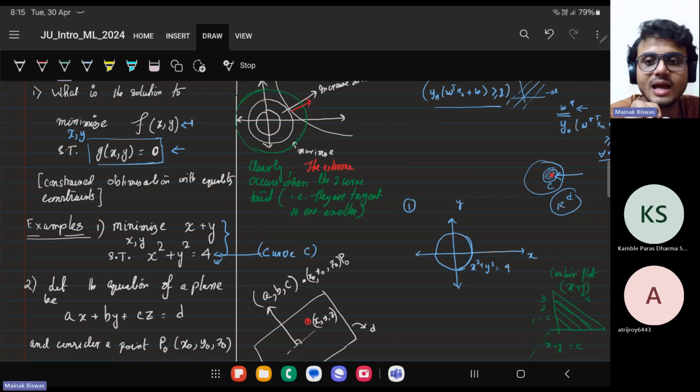A contour plot is the set of lines along which the function is constant. So for all values of the constant, 1, 2, 3, 4, and so on, we get these sets of lines.